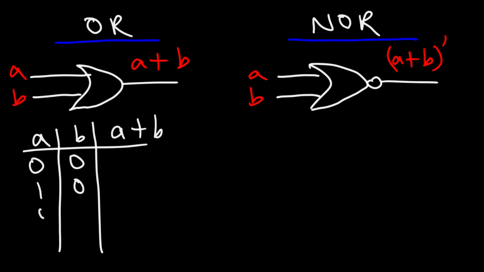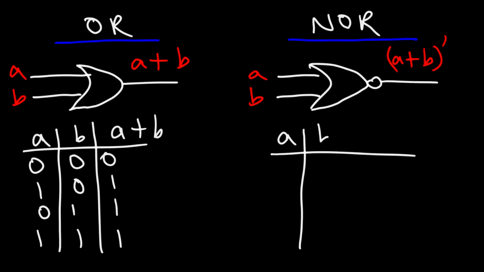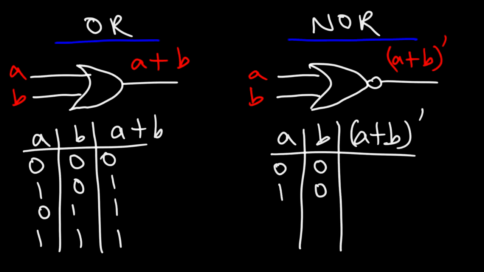The output of an OR gate will be in the on state if either A or B is in the on state. Now, in the case of the NOR gate, it's simply the reverse. If either A or B is in the on state, the output will be in the off state.